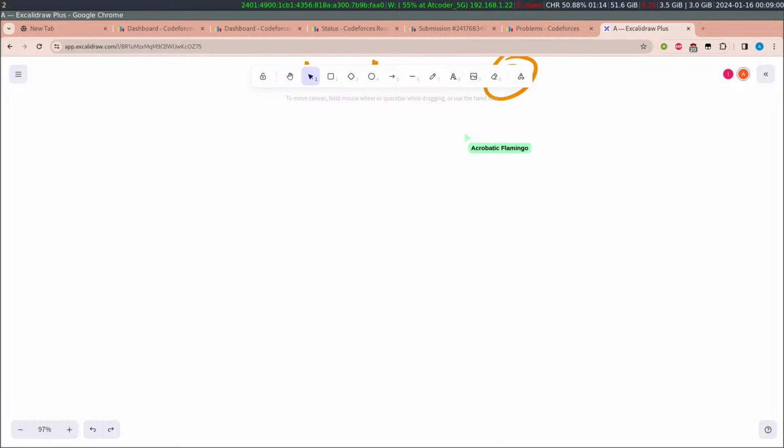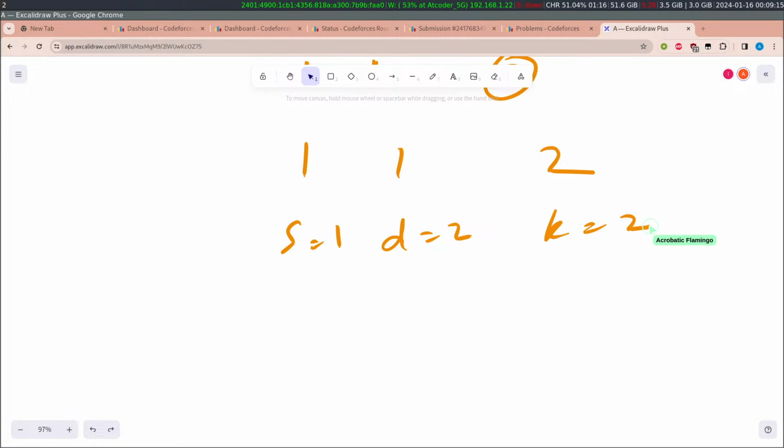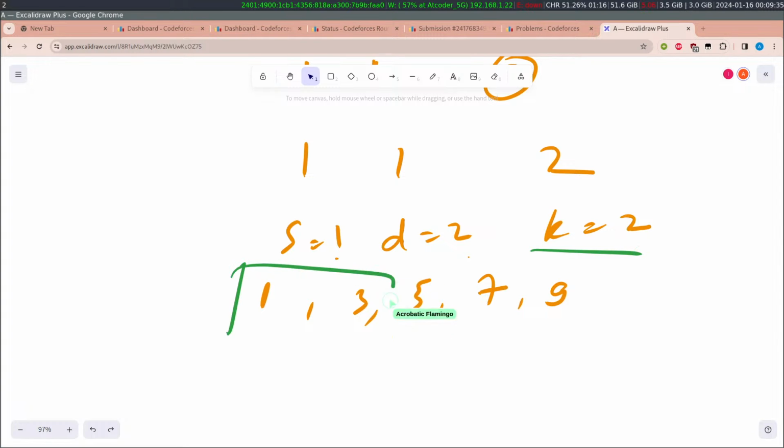If I take the next query, my array is 1, 1, 2. I confused the given array with the first query. The query is S equal to 1, D equal to 2, and K equal to 2. The first number would be 1. The second number would be 1 plus 2, 3. The third number, if possible, would be 5. The next number, if possible, would be 7. The next number after this would be 9. But because we have to take only the first two numbers, we only take 1 and 3.